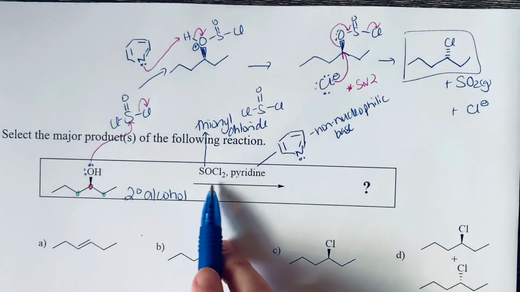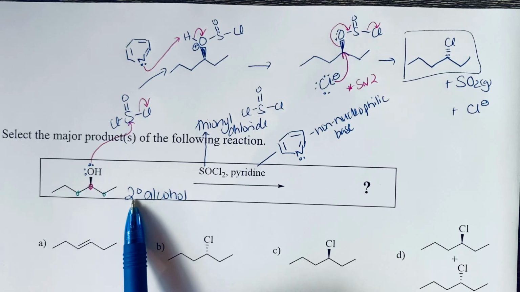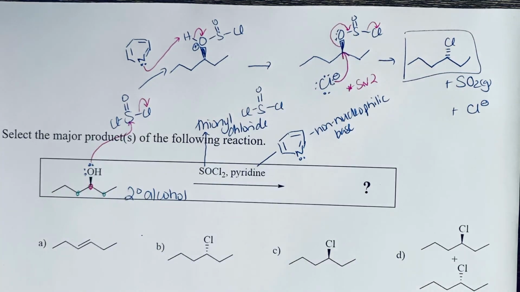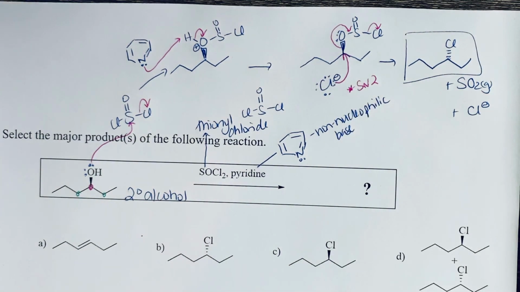Okay, so this reaction with thionyl chloride and pyridine is going to take a primary or a secondary alcohol, and it'll convert it to the alkyl chloride. If it happens to be a secondary alcohol with chirality like this one, you will see the inversion that results from that SN2 attack.